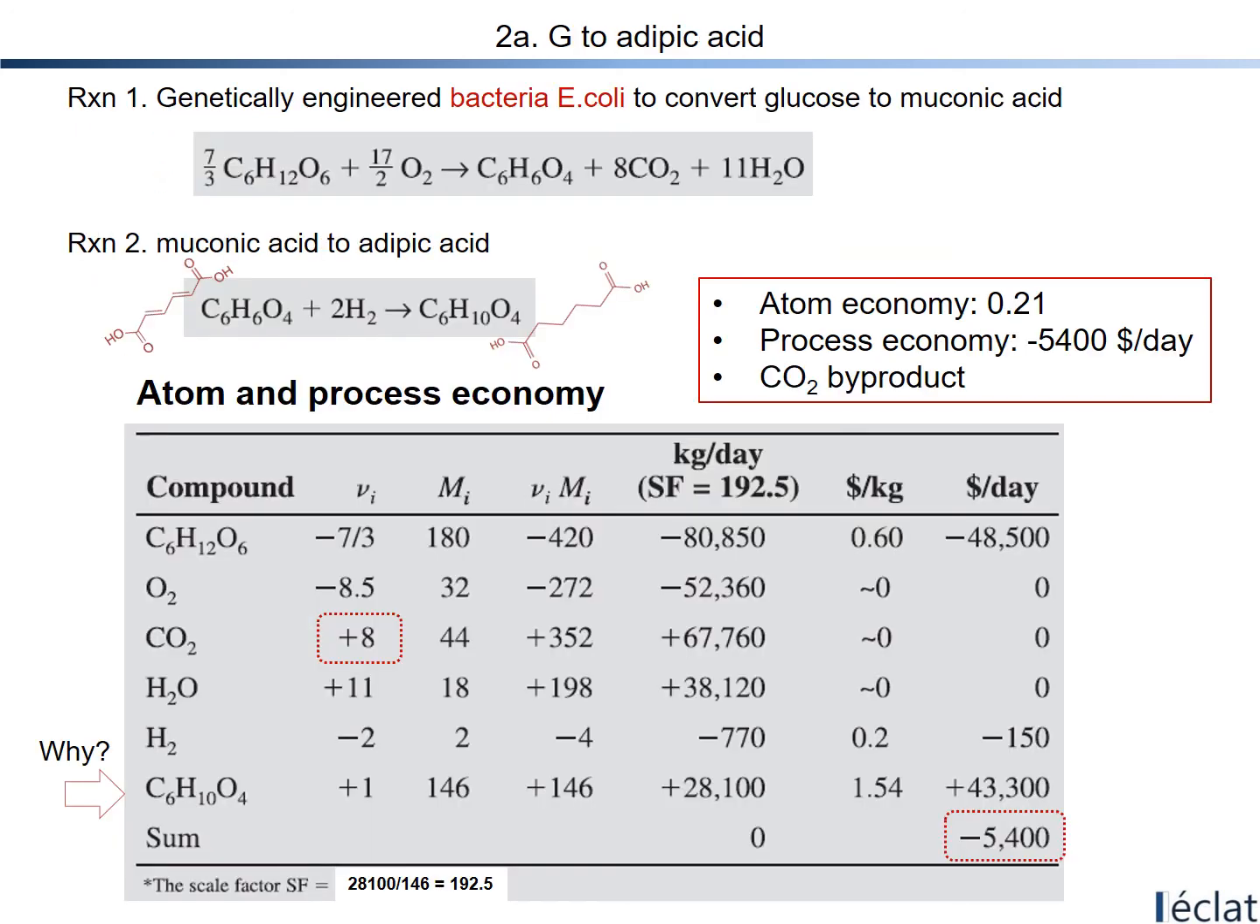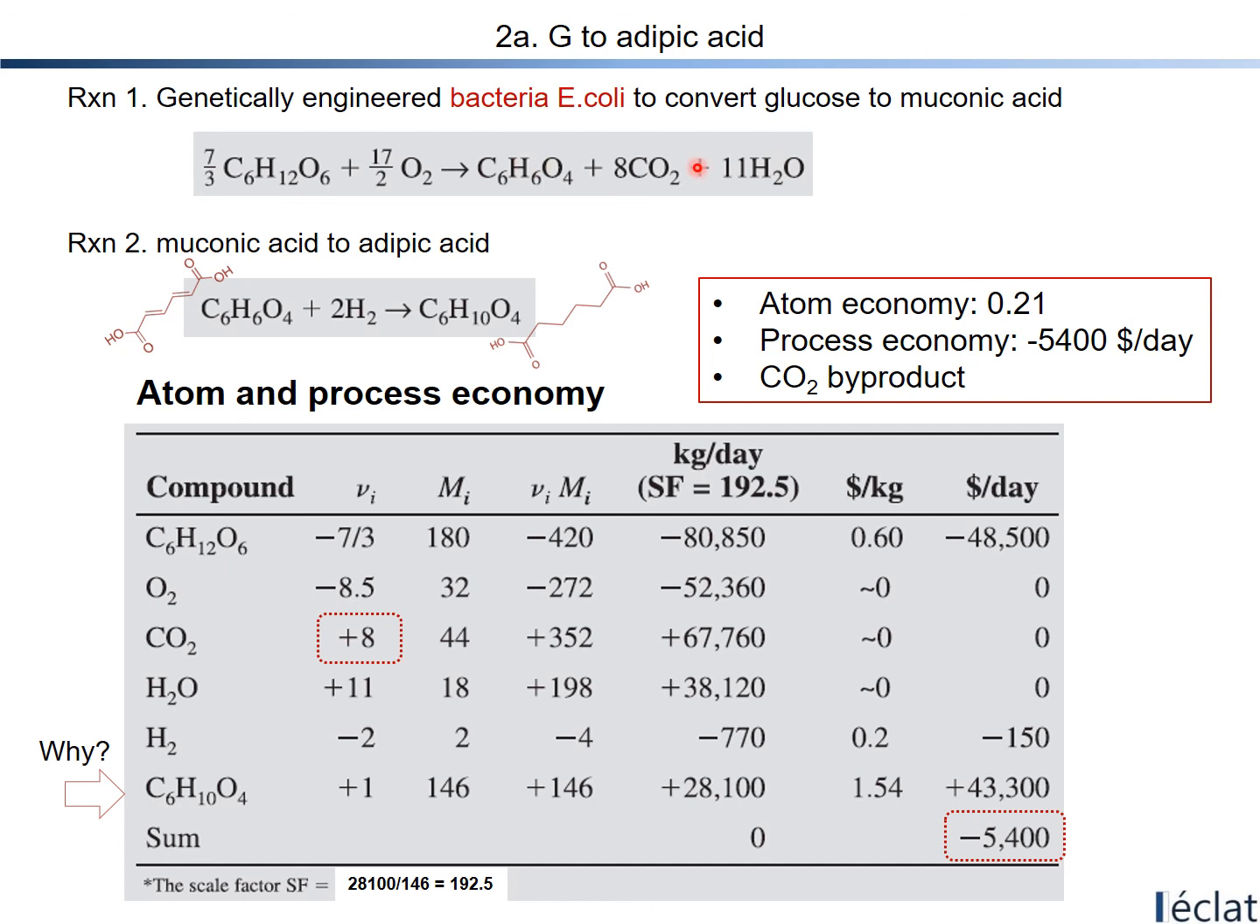In the case of the benzene processes, we considered the adipic acid production process at the very first time, and then we went to the catechol production process. So the same thing here. The first one is the conversion of glucose to adipic acid. Reaction 1: genetically engineered bacteria, E. coli, convert glucose to muconic acid. Glucose oxidation gives muconic acid with CO2 and H2O.